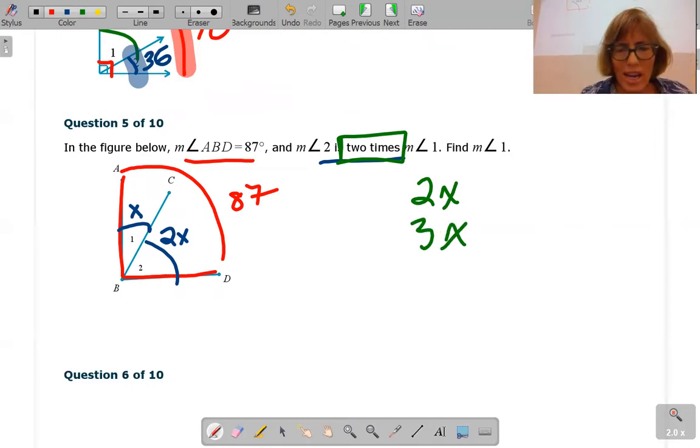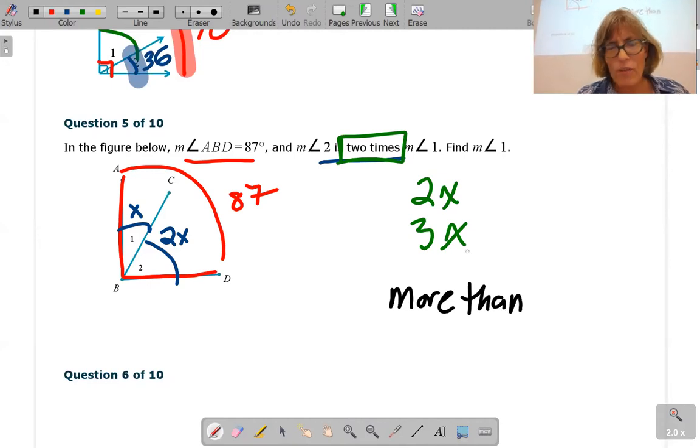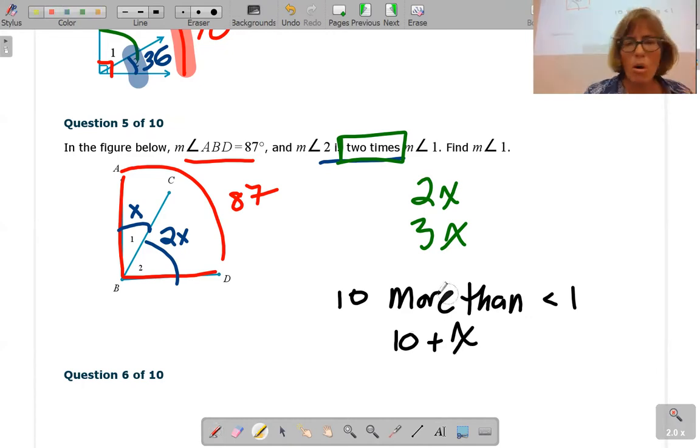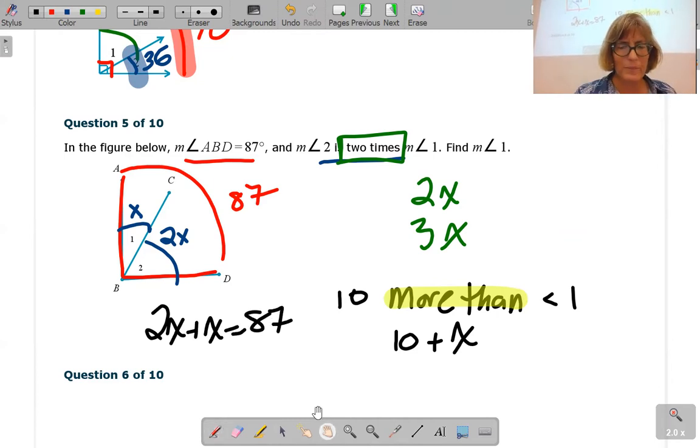Watch out for the phrase more than. For example, if it says it's 10 more than angle 1, that's going to be 10 plus x. So the phrase more than is a plus concept, not a times concept. And of course here you would do 2x plus x equals 87.